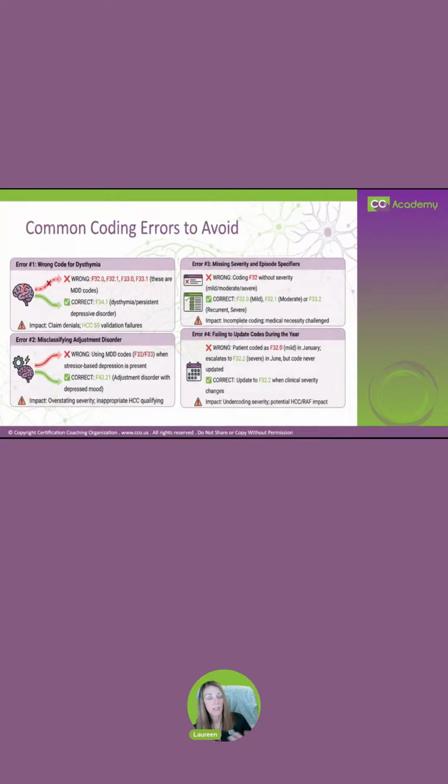And finally, error number 4, failing to update codes during the year. Let's say a patient was coded as an F32.0 for mild depression in January, but by June, they've escalated to an F32.2 for severe depression. If you never update the code, you're undercoding the severity and now potentially missing out on that HCC or RAF impact. So make sure you don't just copy and paste the conditions forward. Be thoughtful about each thing that you're coding.